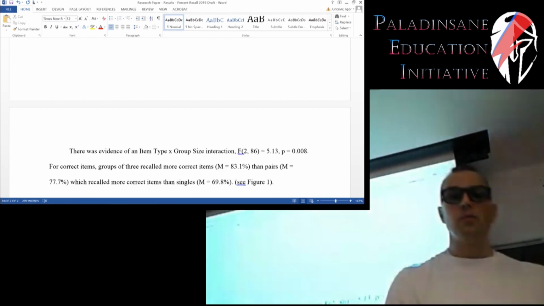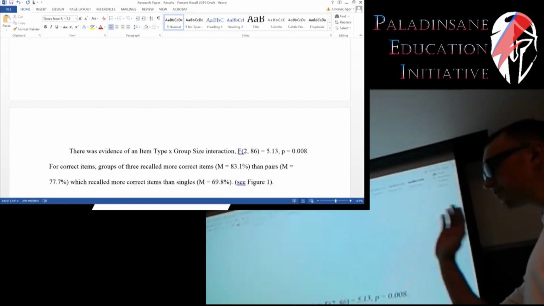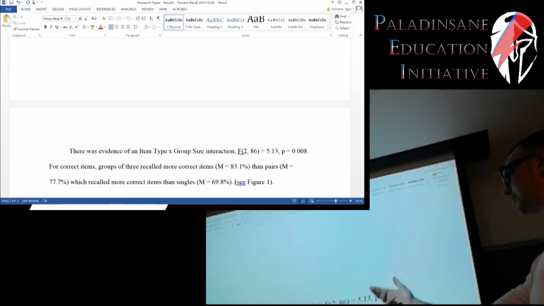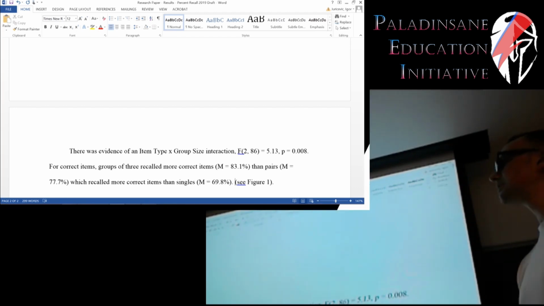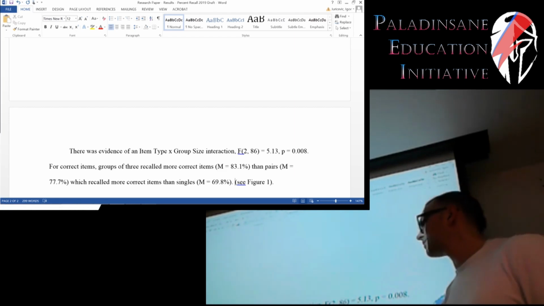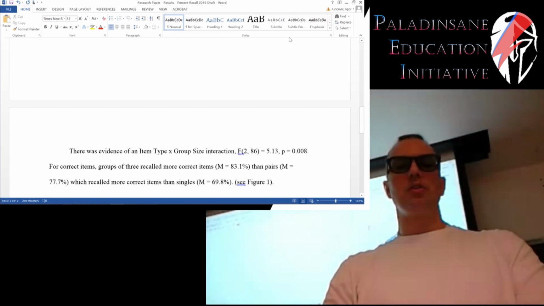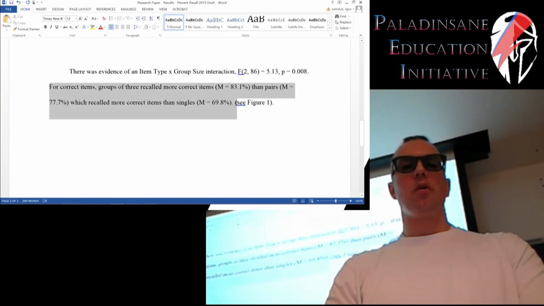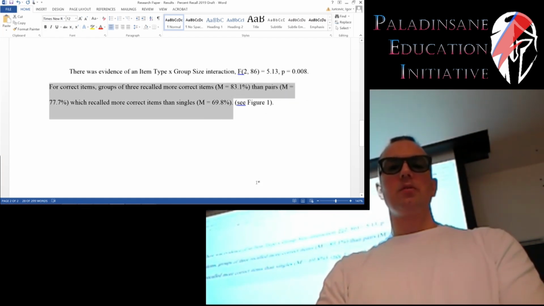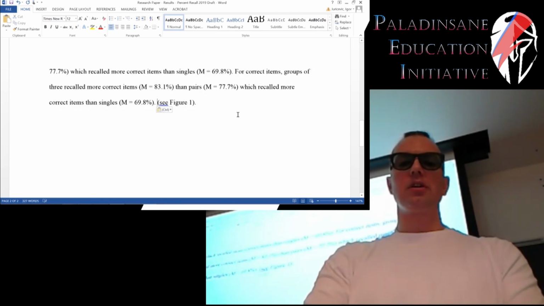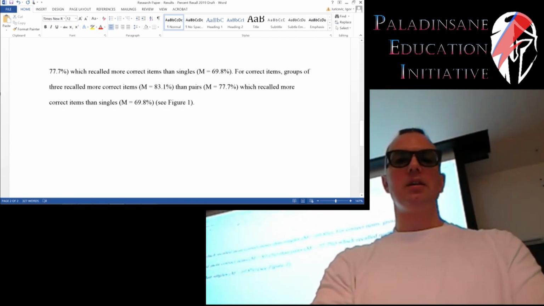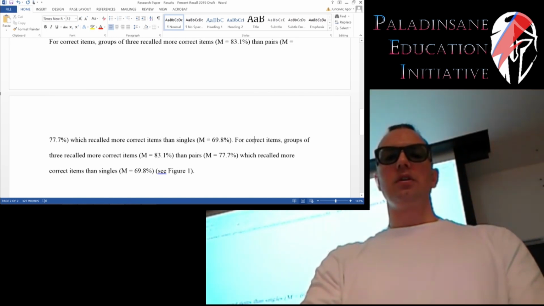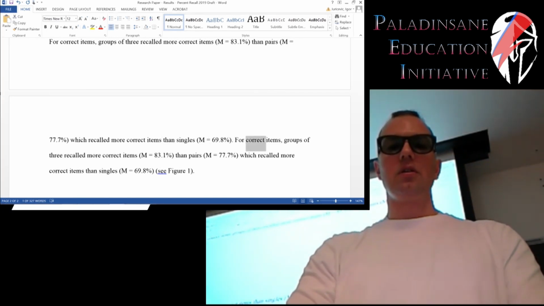All right, so we have for correct items, groups of three were called more correct items, 83.1%. Then pairs, 77.7%, which were called more correct items. And then singles, 69.8%. So we're going to want to do this for critical items as well. We are going to take advantage of that parallel structure and basically copy and paste it and change what we need to change. So we just finished doing correct items. So now we can do critical.